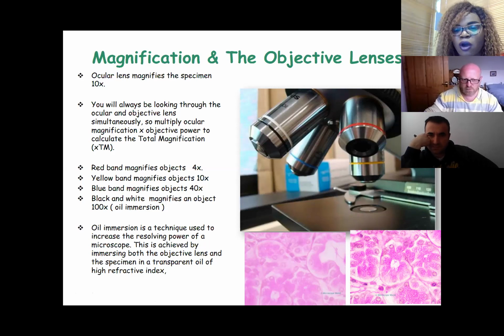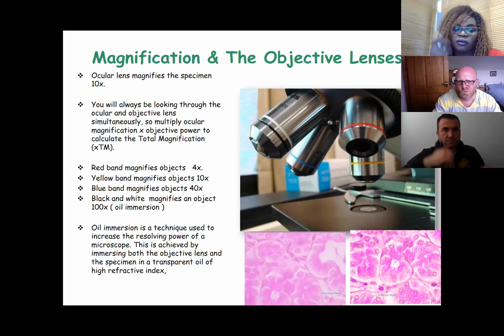magnifies an object by 100 times. So when I look down, what is the actual total magnification? 1,000. Fantastic. Remember that, okay? It's important you remember that.